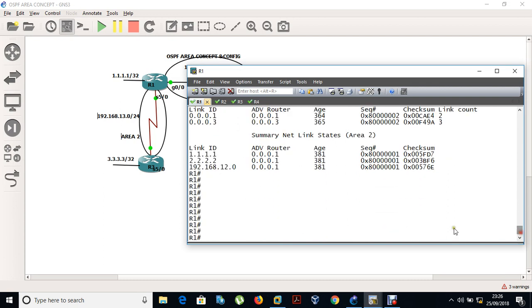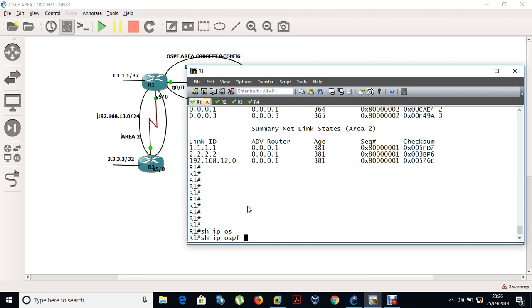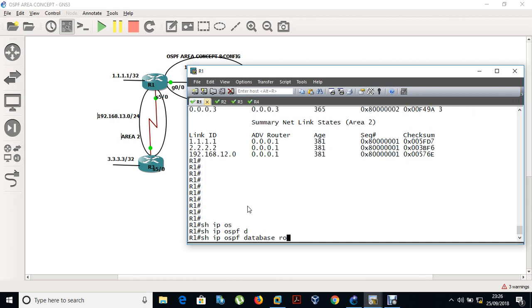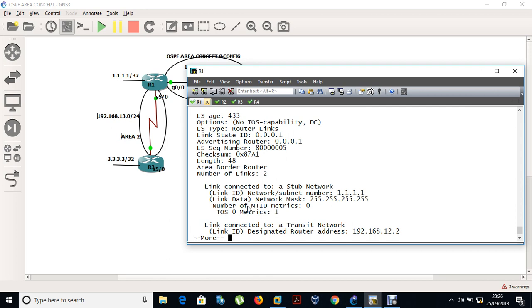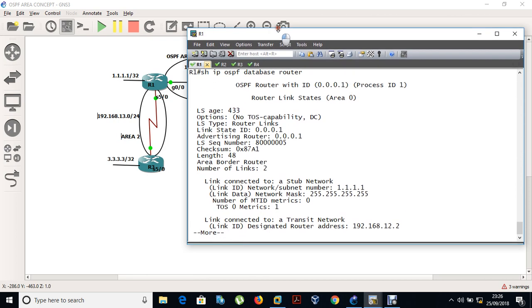But it is also advertising, I think this is a better way, OSPF database router. Yeah, I think this is a better option because we see the detail.